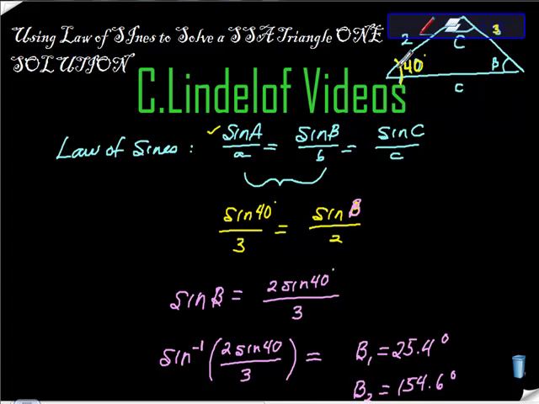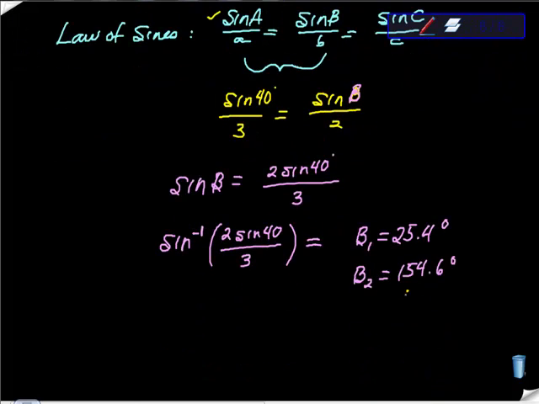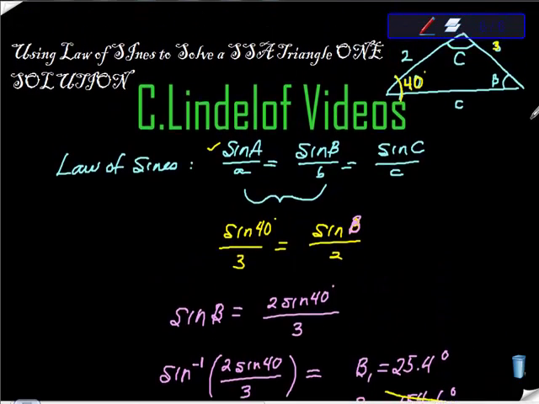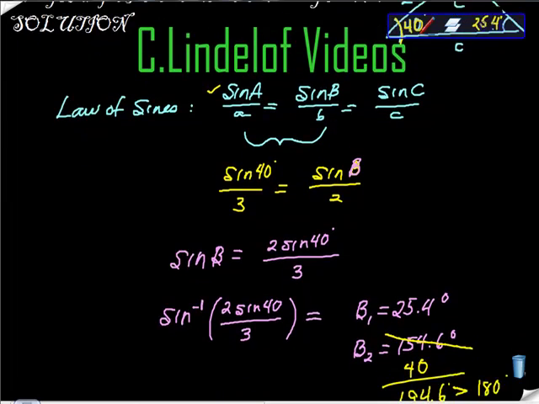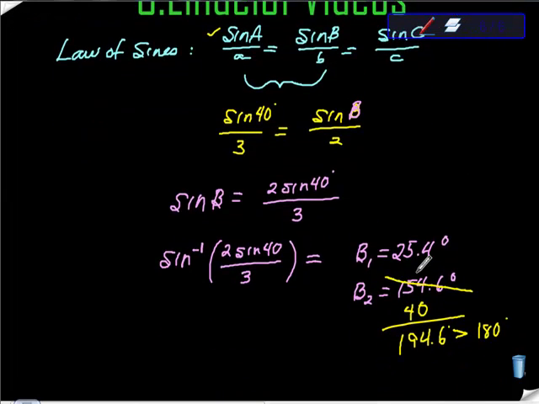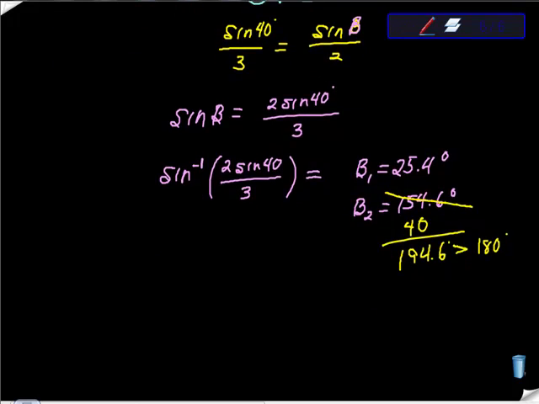Look for a second. I have angle A is 40. If I add 40 to 154.6, I get 194.6, which is greater than 180 degrees. Therefore, this cannot be the solution. Therefore, we can say with some certainty that the angular value here is 25.4 degrees. Do you see how I got that? You might think this is that weird, indeterminate case where I'm not sure which one it is, but there's sometimes a way to check. So we just checked that and found it out.